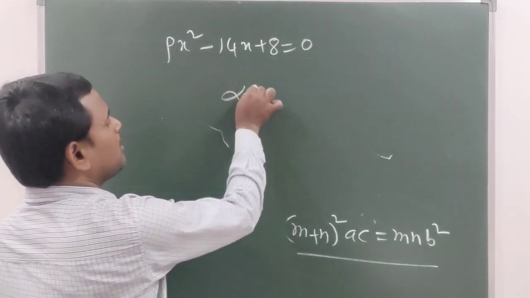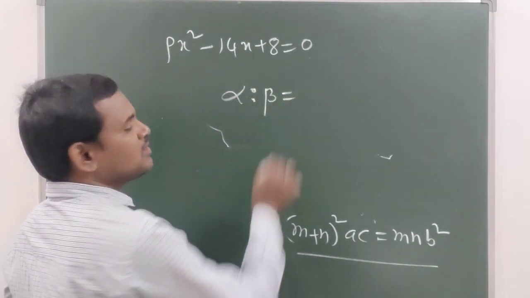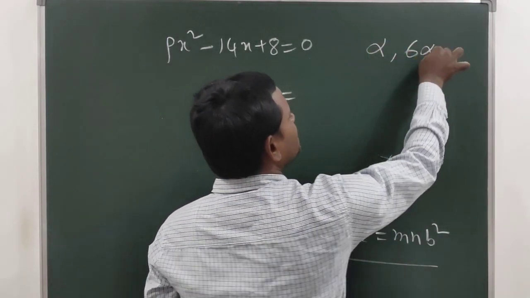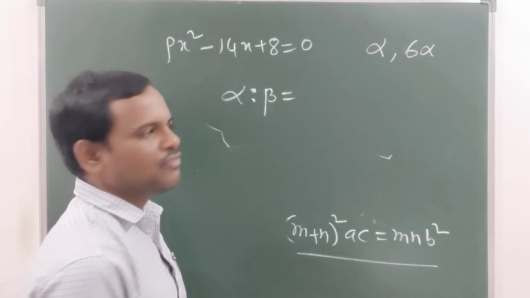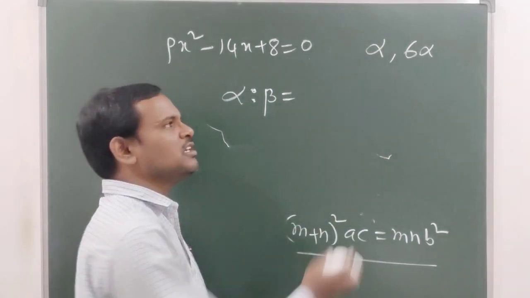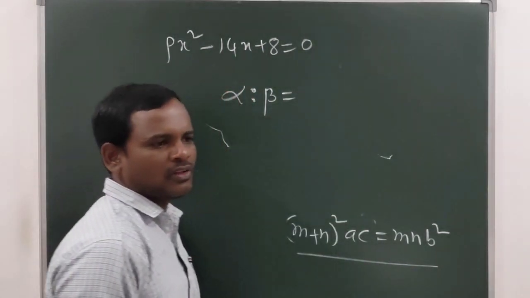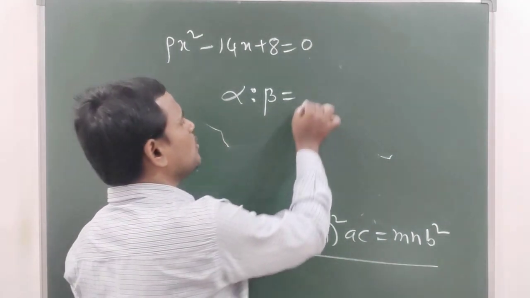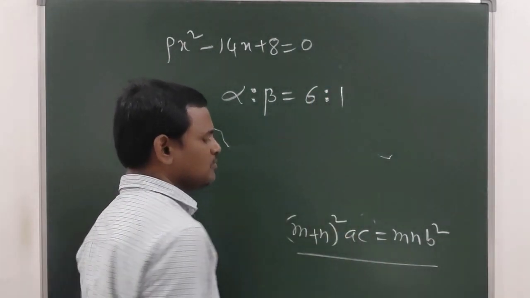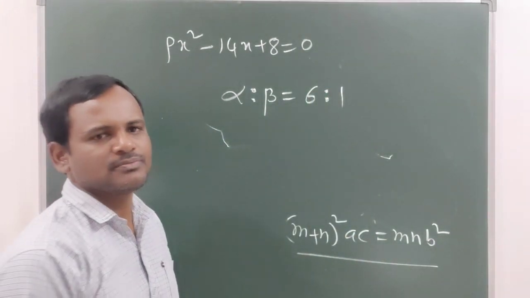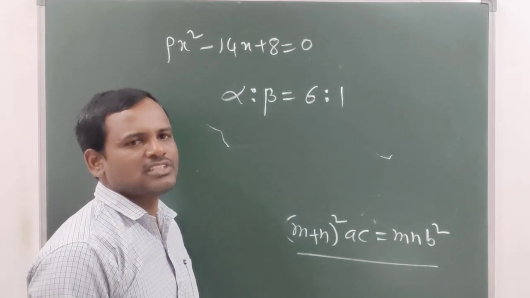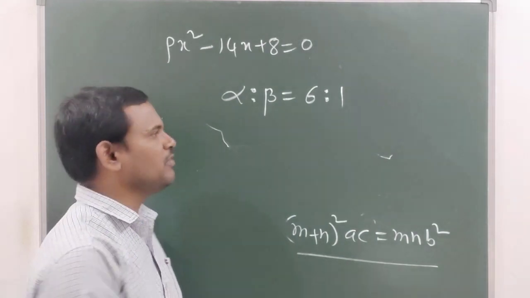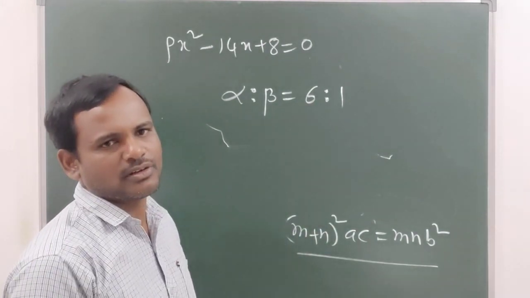What did they say in the problem? One root is 6 times the other, means if you take one root as alpha, then the other root is 6 alpha. One root is 6 times the other, they mentioned. So when we take the ratio, we get 6 is to 1. Otherwise you can take 1 is to 6. 6 alpha comma alpha you have to consider. When you take their ratio, you get 6:1.